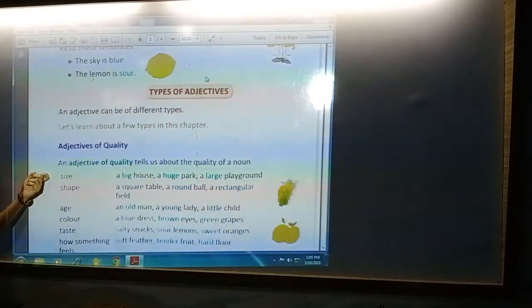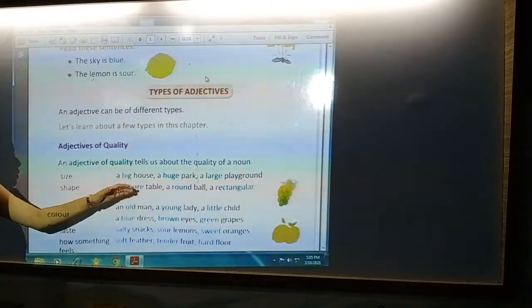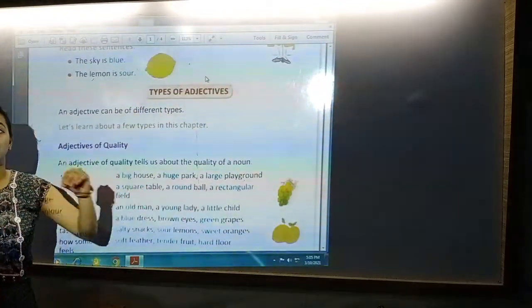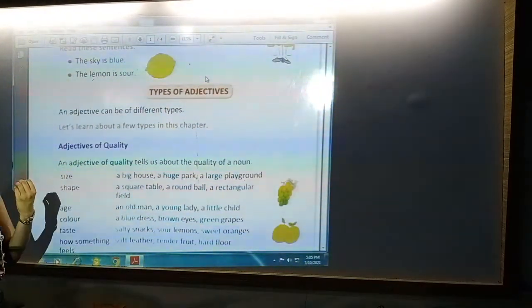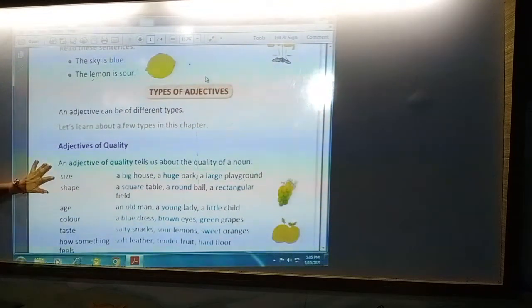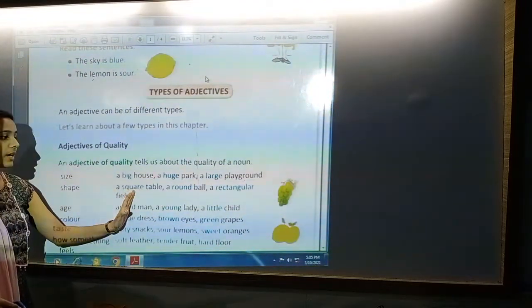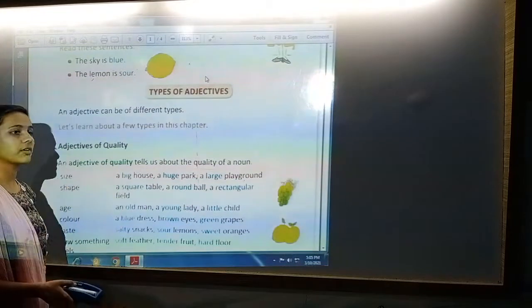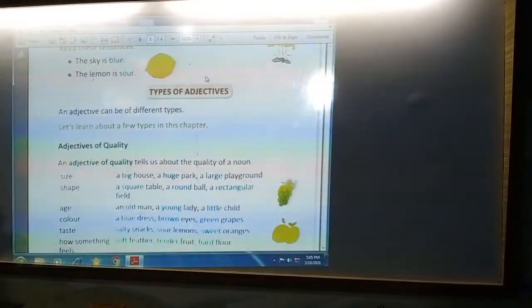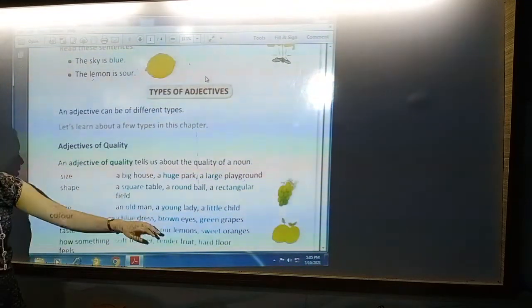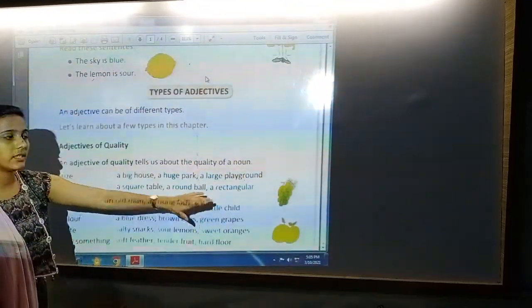Let us see the example of size. Big house, huge park, large playground, tiny and small park. So these are the words which describe the size of the noun. That is the adjective of quality. Next is shape. That can be square table, round ball, rectangular field, triangular cone. Next is age. An old man, a young lady, a little child.